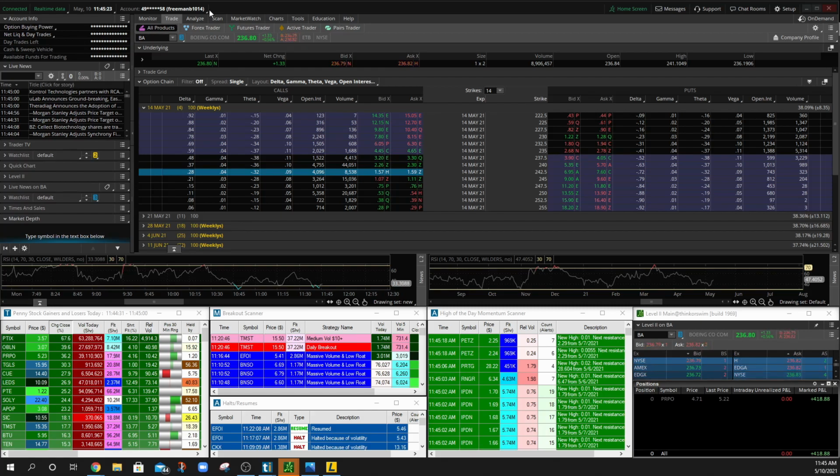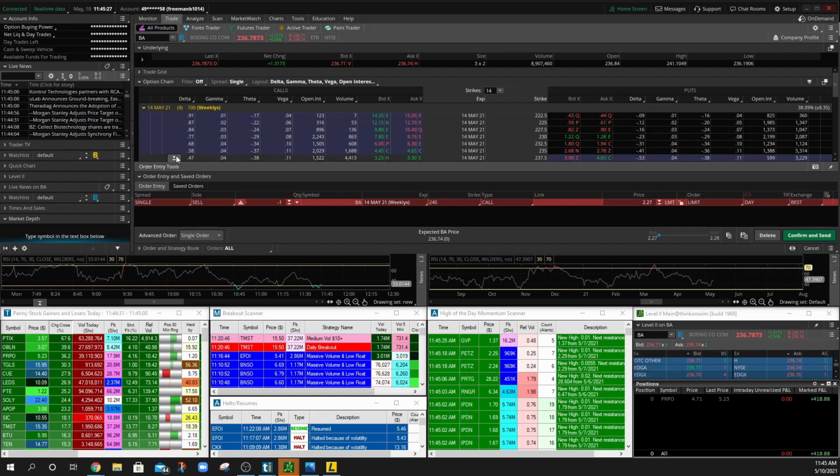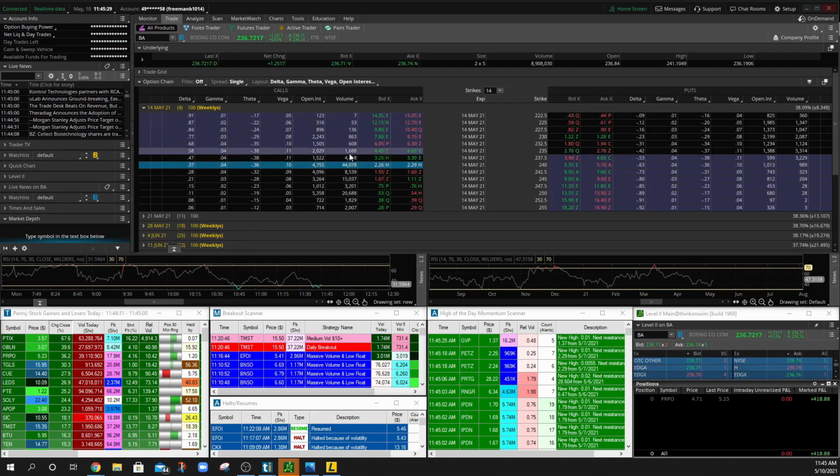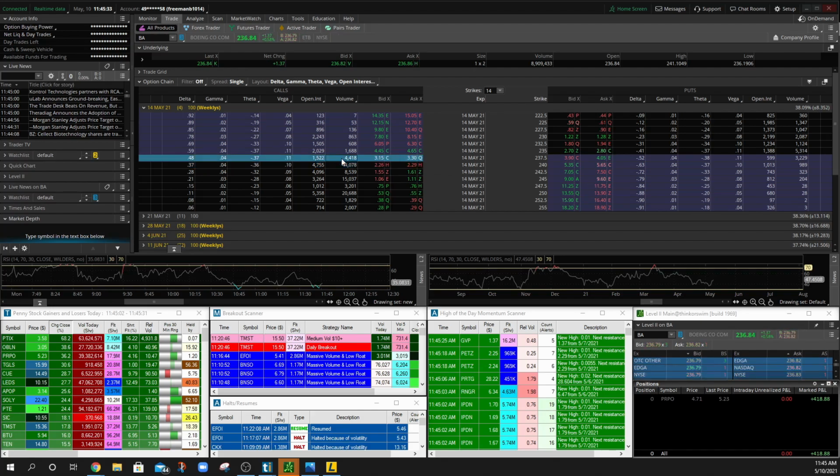If you have a strike that has substantial volume, like this one here has 44,000 contracts being traded, you see the spread's 3 cents. You come here, you see the volume's 4,000. The spread is about 15 cents. You see how the volume assists the spread? All right, now look at this one.